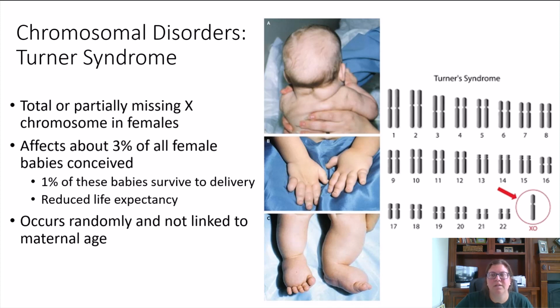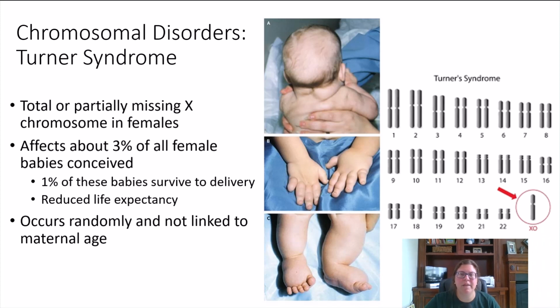Physical characteristics of Turner syndrome include a shorter stature, webbing of the neck, lack of development of ovaries that result in a lack of sexual maturation at puberty. Therefore, administration of growth hormone as well as estrogen replacement therapy are required as treatments for many of the symptoms that females born with Turner syndrome experience. Turner syndrome is one of the few chromosomal disorders that occurs randomly and is not linked to maternal age.